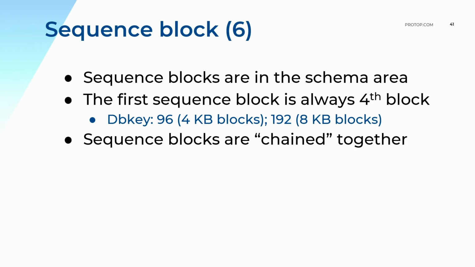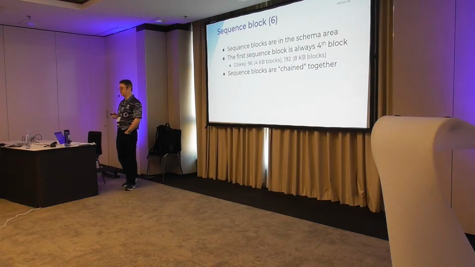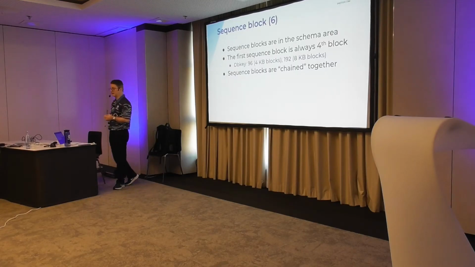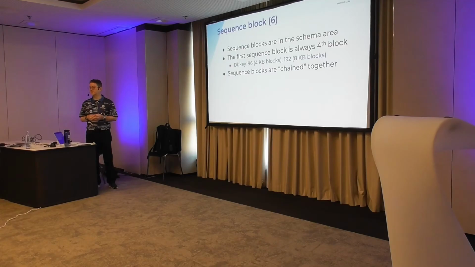Sequence blocks, I mentioned those earlier. So sequence blocks are always in the schema area, thus they always have a type 1 header, 16 bytes. And the first sequence block always has a predictable DB key because it's always the 4th block in the area. So that's 192 if you're in an 8K database, and it's going to be 96 otherwise.